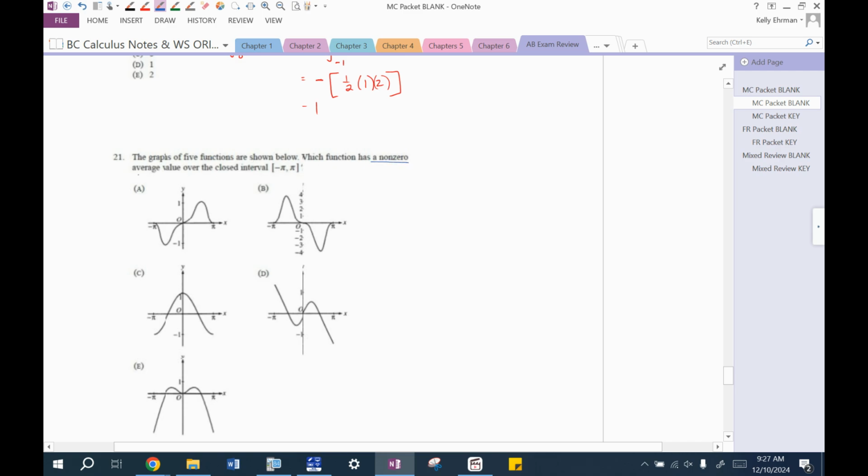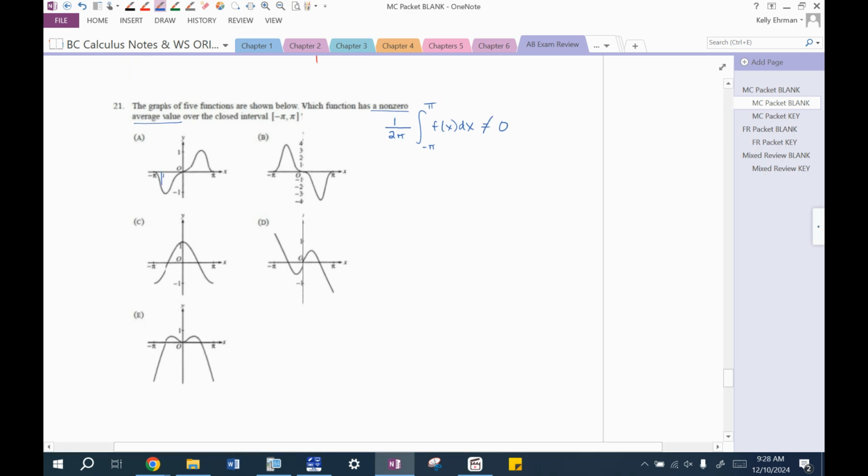For number 21, the graphs of 5 functions are shown below. Which function has a non-zero average value over the closed interval from negative pi to pi? So the average value, remember, is 1 over 2 pi, right? Pi minus negative pi, times the integral from negative pi to pi of the function is not equal to 0. So 1 over 2 pi is not equal to 0. We just need something whose net area is not 0, right?